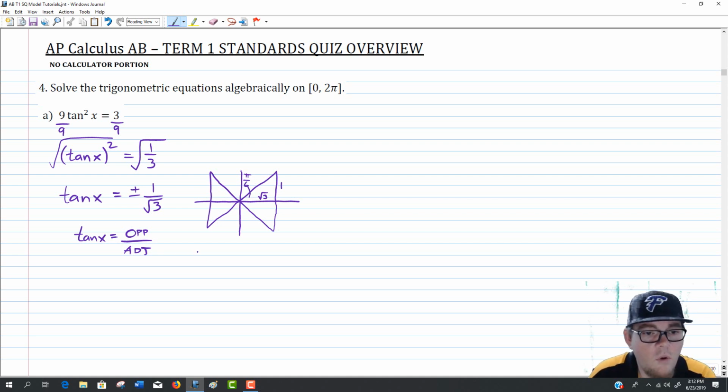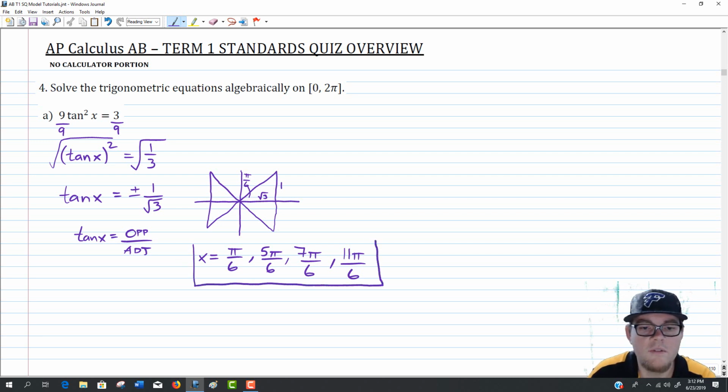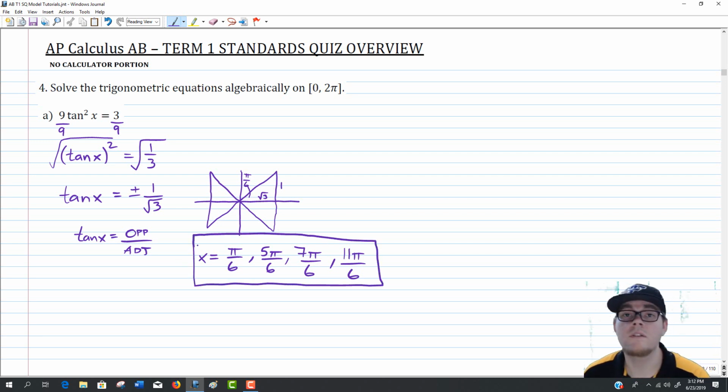So basically, without having to do a whole lot more work, I'm going to get 1 pi over 6 for each quadrant. It's going to give me pi over 6, 5 pi over 6, which is also known as pi minus pi over 6, 7 pi over 6, otherwise known as pi plus pi over 6, and finally the last one down there, which is going to be 11 pi over 6. So these are the 4 angles that we'll get that are solutions to this equation.